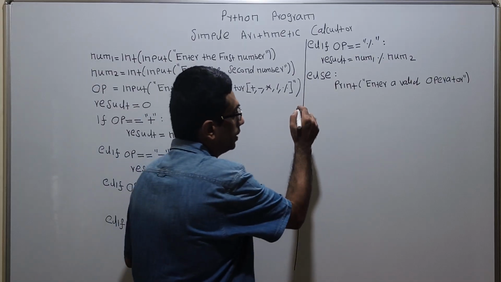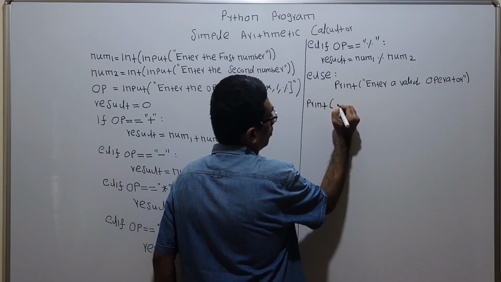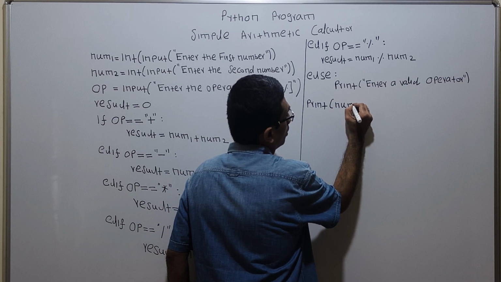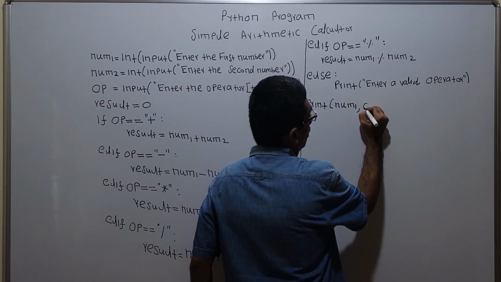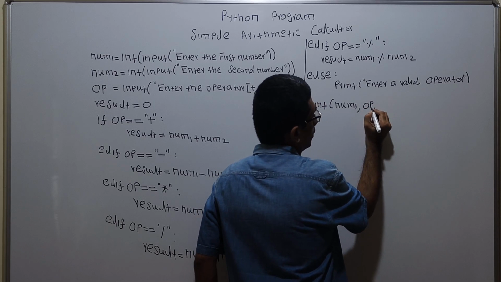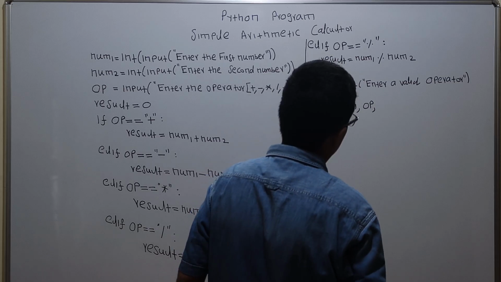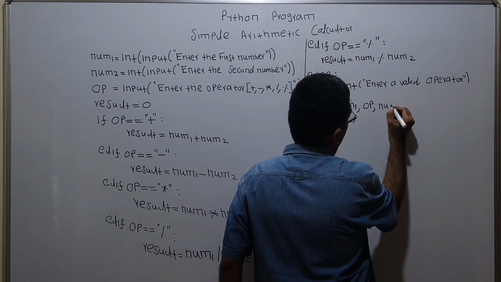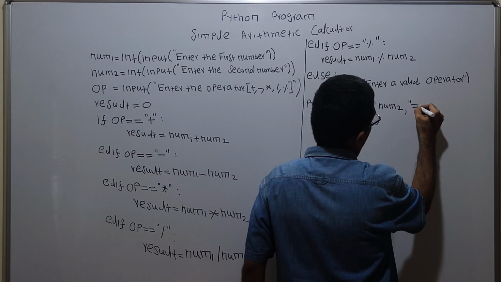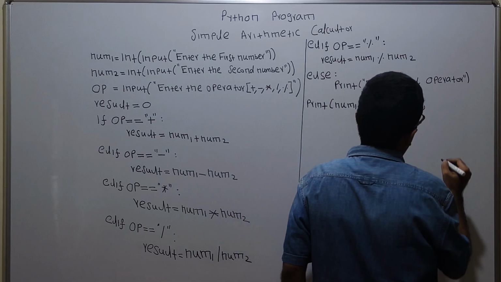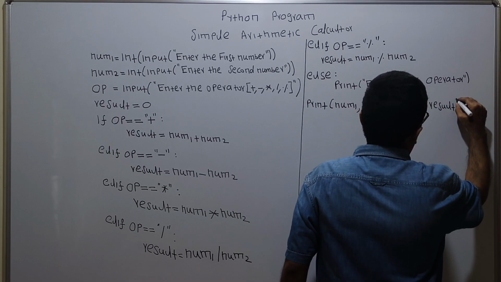So after the else, outside of the structure, I am writing a print statement: print num1, the value of num1 will get printed, followed by operator, the string stored in the variable op will get printed, plus, minus, star, slash or modulo division, followed by num2, followed by the string equal to, followed by the variable result. So here I am closing the print statement.